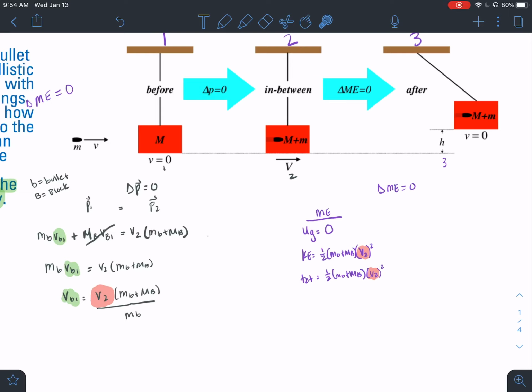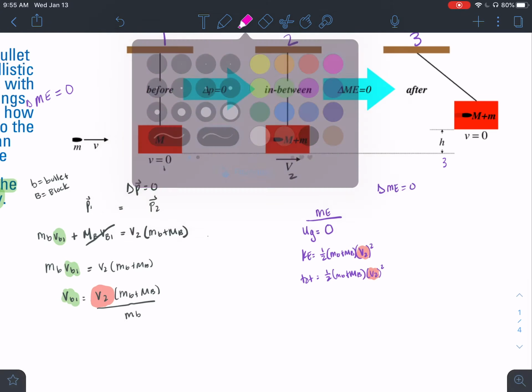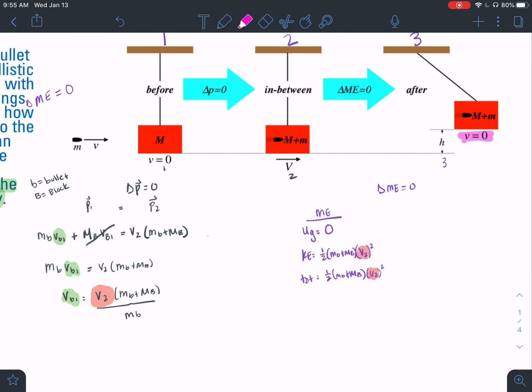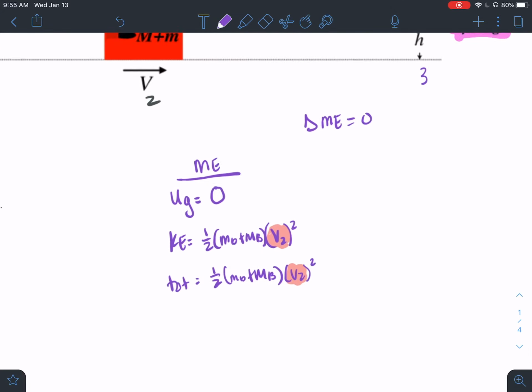So once the bullet has been embedded, when this is about to start swinging, how much velocity this guy has, that's what we're looking for. And so we did a full mechanical energy statement for it too. We're also going to do one for 3 now after it's swung and it's at the top. Notice that it does tell us at the top, we should know this, that the velocity is going to be equal to 0. And that is because we know that at the top of the swing, it's momentarily at rest before it starts to swing back down.